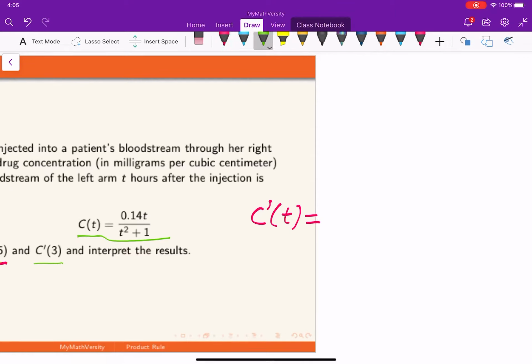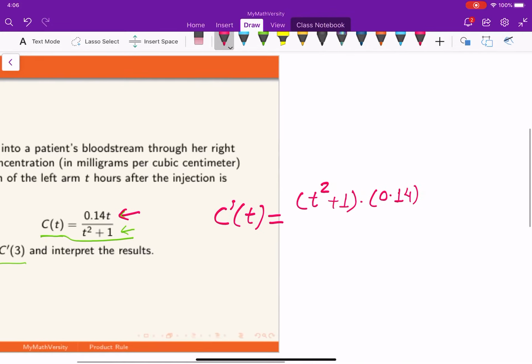Since this is given in the quotient form, right, a function at the numerator, a function at the denominator, we need to use the quotient rule, right? So how do we use the quotient rule? We write down the function of the bottom as it is, which is T square plus 1, but multiply that by the derivative of the top. And what is the derivative of 0.14 times T? If you differentiate that with respect to T, we get 0.14 times the derivative of T with respect to T, which is 1. So just 0.14, right, is the derivative of the top.